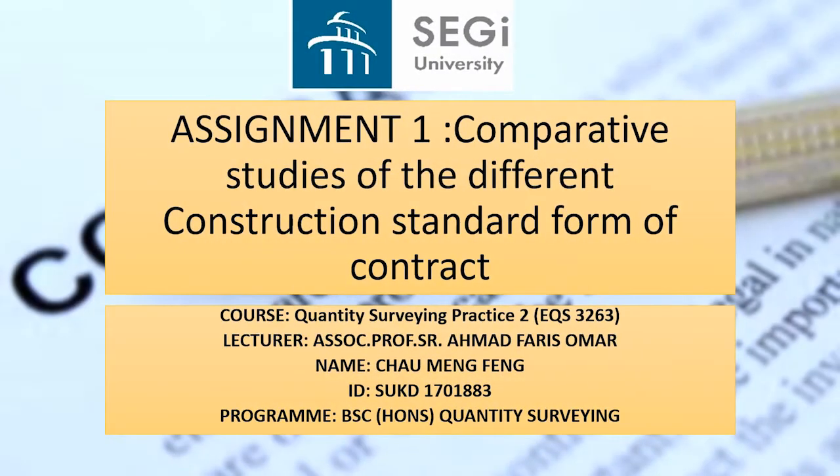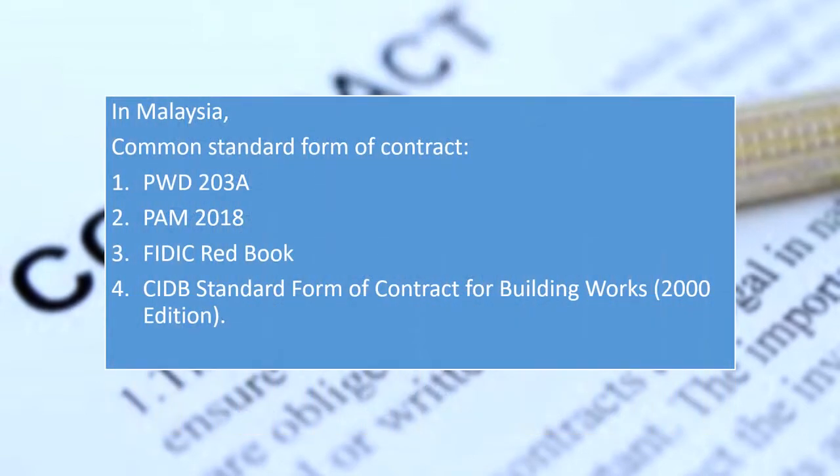Charming Feng. Today I will be presenting about the comparative studies of the different construction standard forms of contract. In Malaysia, there are a few standard forms of contract commonly used in the construction industry. In this video, I will be presenting about the PWD 203A, PAM 2018, the FIDIC Red Book, and the CIDB standard form of contract for building work 2000 edition.